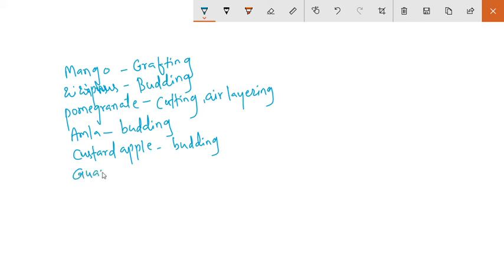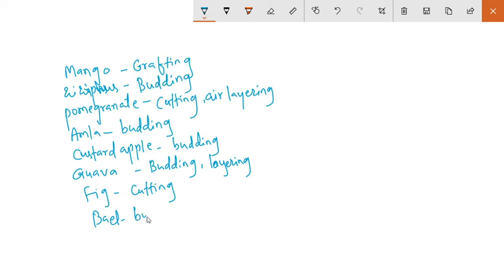Guava by budding or air layering. So these are some examples of fruit plants which are propagated by various methods. The fig by cutting, hardwood cutting, then bael by budding, then sapota by approach grafting. Sapota means chikoo.